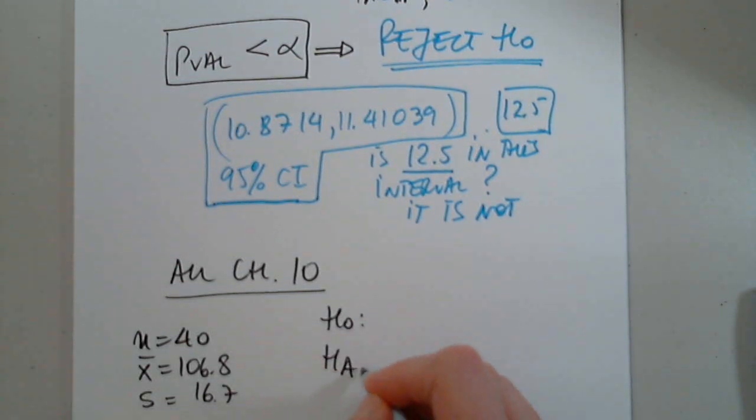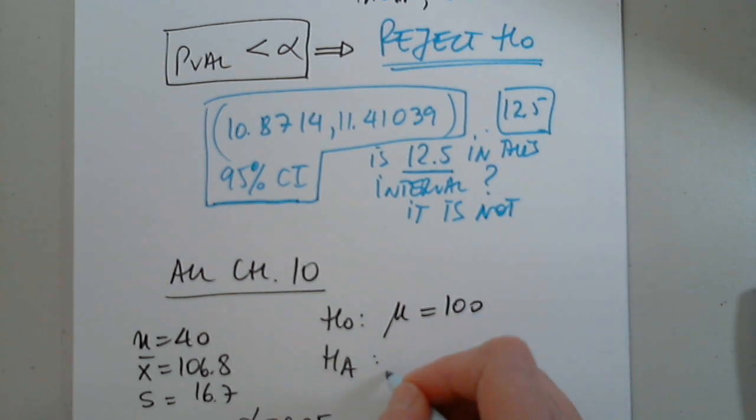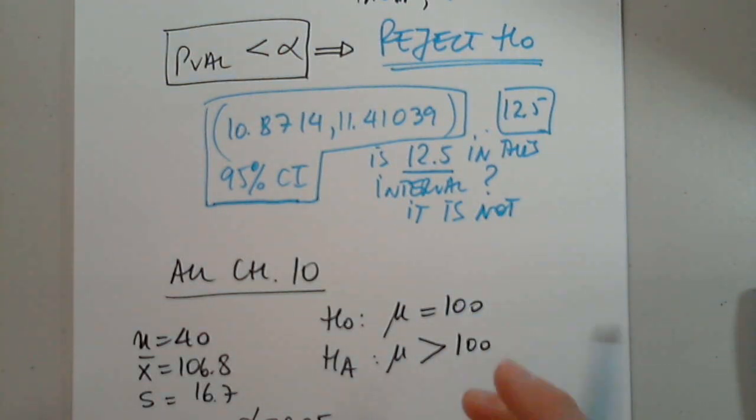So at alpha 0.05, clearly, population mean 100, population mean greater than 100. The word greater gives us this. I will determine the test statistic, I will determine the p-value, and immediately make a conclusion.